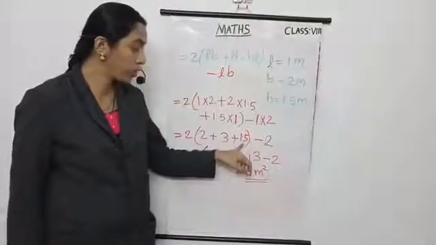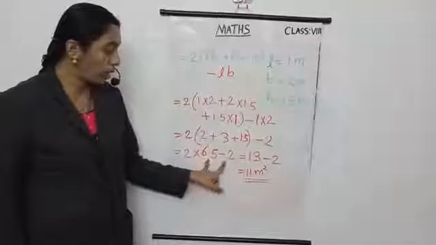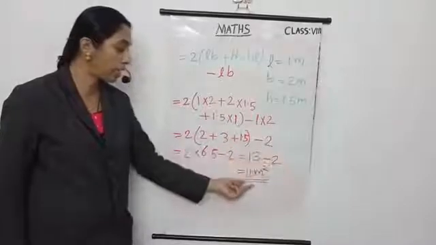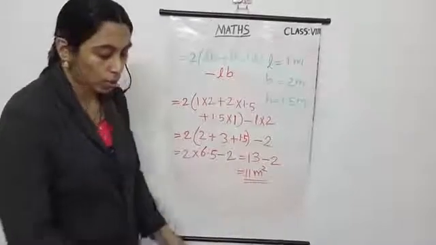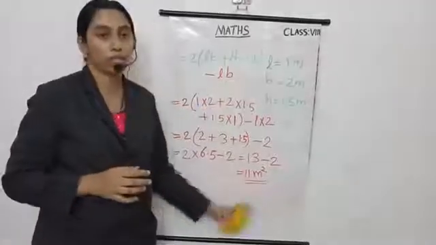5 plus 1.5 means 6.5. Now 2 into 6.5 minus 2. 2 into 6.5, 13. Then minus 2, we get 11 meter square. So the total surface sheet covered is 11 meter square.